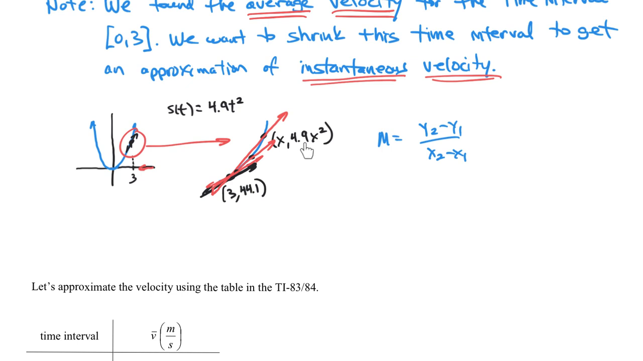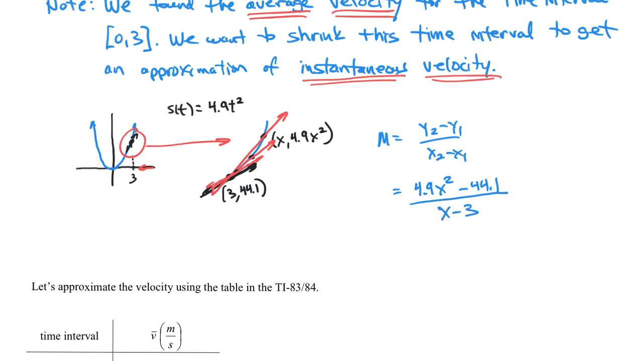So if I plug this in, here's y2 minus y1, x2 minus x1. So from our slope formula, we will get 4.9x squared minus 44.1. Remember, this 44.1 comes from plugging 3 in here, right? When t is 3, I guess I've been calling it x, but when the independent variable is 3, y will be 44.1, or s of t will be 44.1. So over here, we're going to have x minus 3.